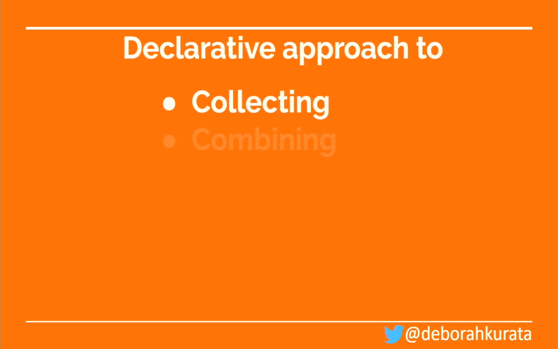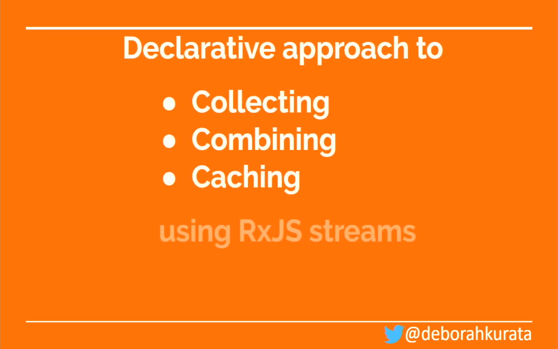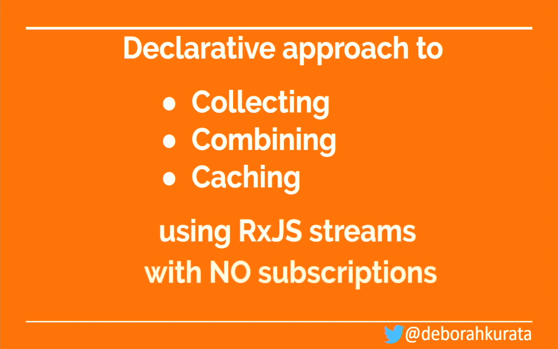So what we're going to do is look at a declarative approach for collecting, combining, and caching our streams with RxJS. And the important part is that we're going to do it with no subscriptions. And the best part about no subscribe is no unsubscribe. That's exactly right. So you don't have to have some kind of complicated code to make sure you're unsubscribing from everything. So we're going to take a look at how we can do that.